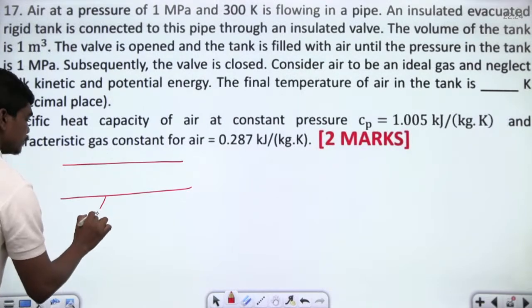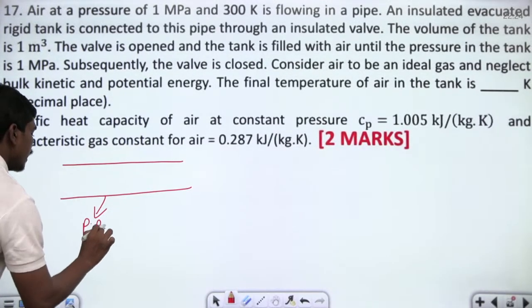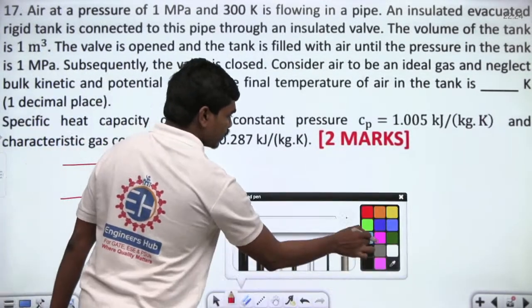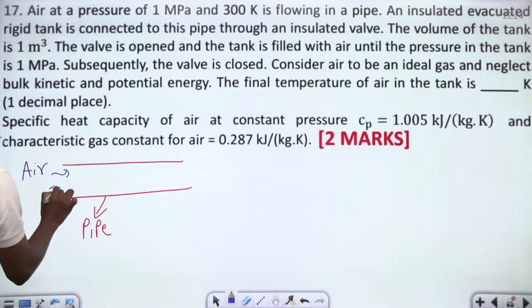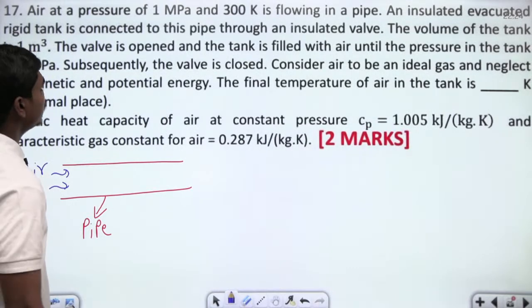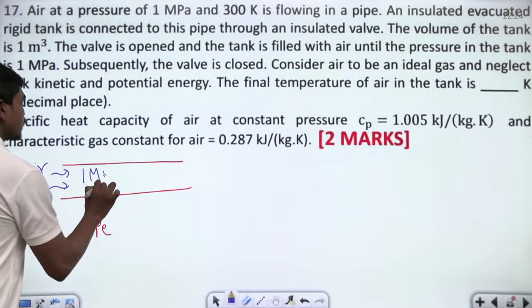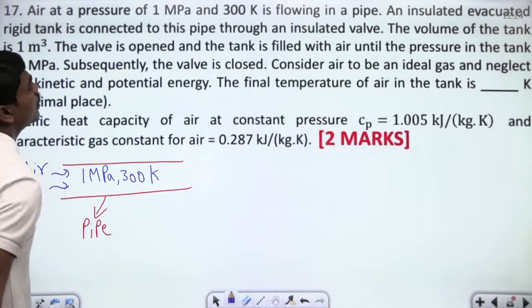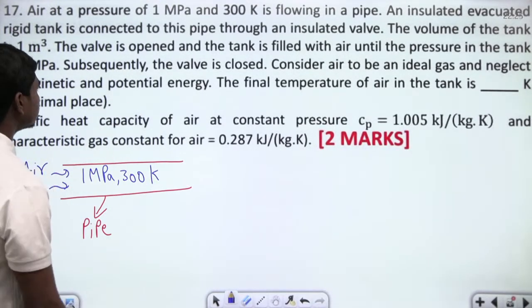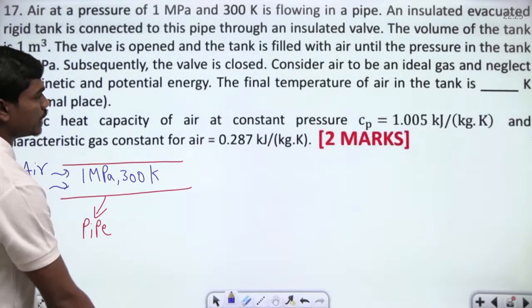This is a pipe, and there is some air that is flowing here. Okay, so this pipe, and this air is at 1 megapascal and 300 Kelvin. Then an insulated evacuated rigid tank is connected to this pipe through an insulated valve.